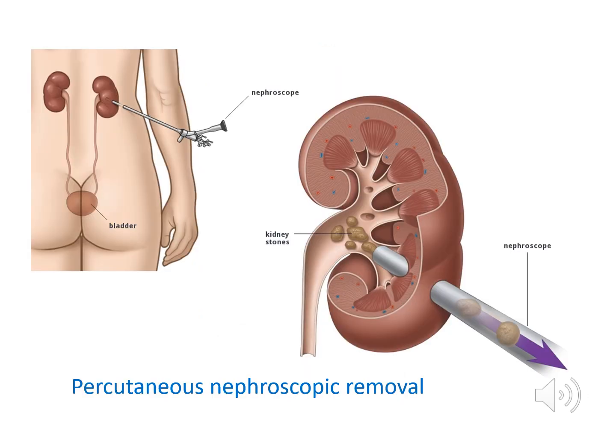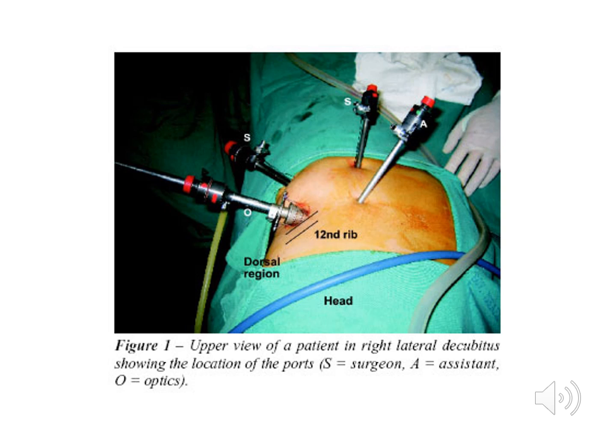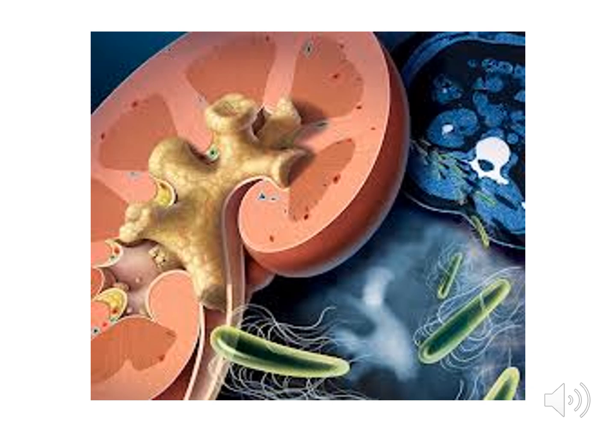Now, if there are a whole bunch of stones or they're pretty big, we might just go ahead and do a percutaneous nephroscopic removal. So percutaneous means through the skin, so we would just kind of use this nephroscope and insert it into the kidney and remove the stone. And it looks pretty, it doesn't look so bad in this picture. But when you see what it looks like in real life, this is not something that just anybody would want to have done, right?